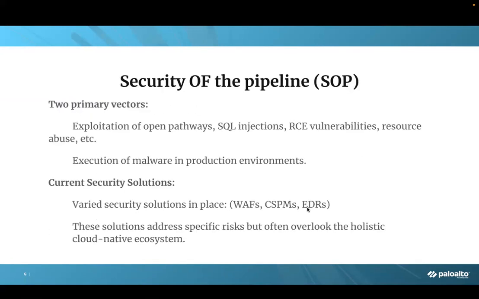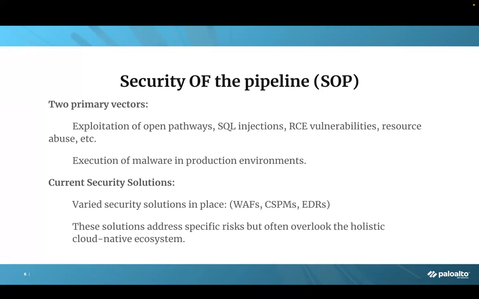So next step is the security of the pipeline. This is where we're going to focus more. Historically, cloud breaches typically happen in two ways, right? Bad actors could either take advantage of exposure via open pathways, SQL injections or RCE vulnerabilities, or they can also abuse a resource, right? So these are some of the ways they can actually breach.